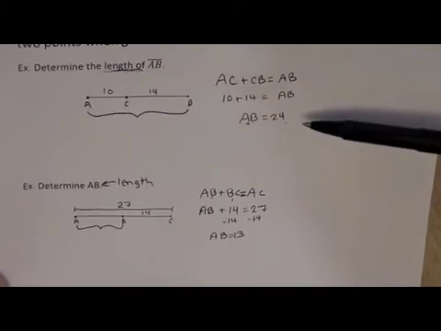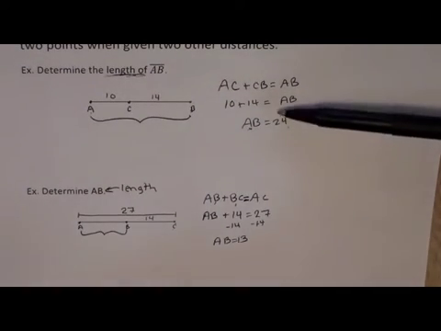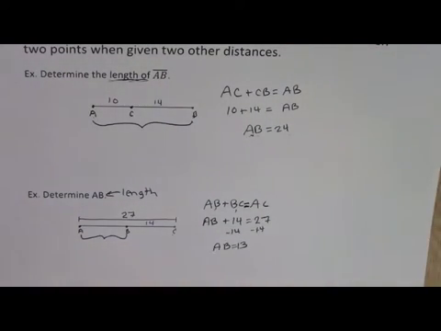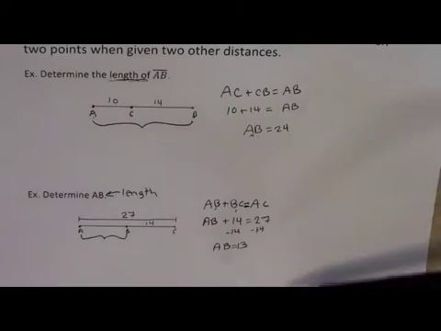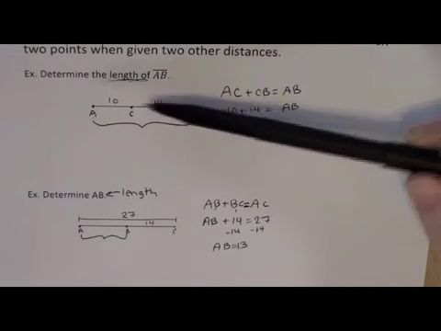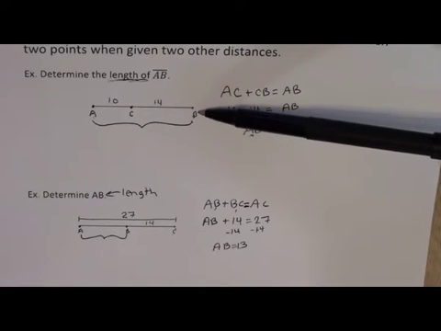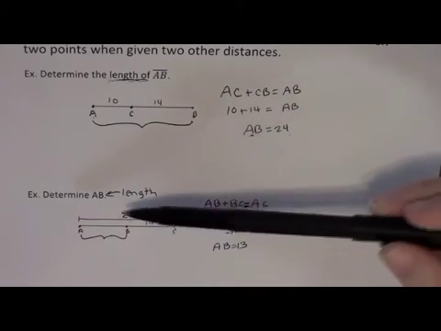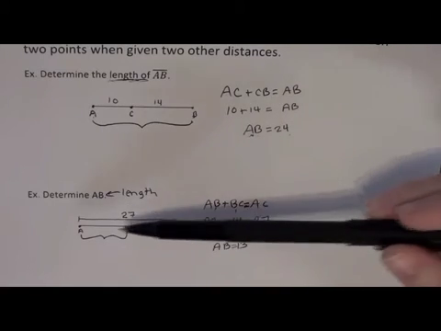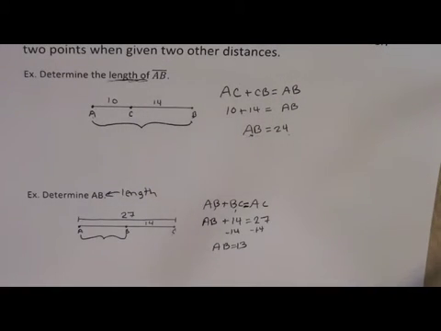Now, the first example required us to add the two numbers together, and the second example requires us to subtract. So it's important that you know the difference between these two skills. When they gave us the left side and the right side, but wanted the whole distance, we add. When they gave us the whole distance, and one of the two sides, and wanted the other side, we subtract.